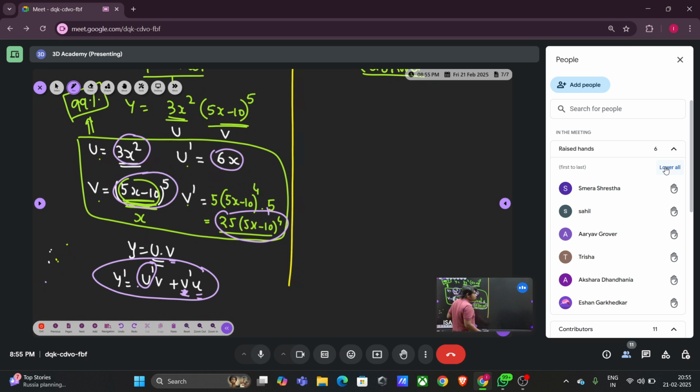What is for quotient rule? Quotient rule is again simple. In quotient rule, numerator will be u, denominator will be v. You just need to keep one thing in mind: u will always be the numerator and v will always be the denominator. Okay? So again, for this, the formula is very simple.